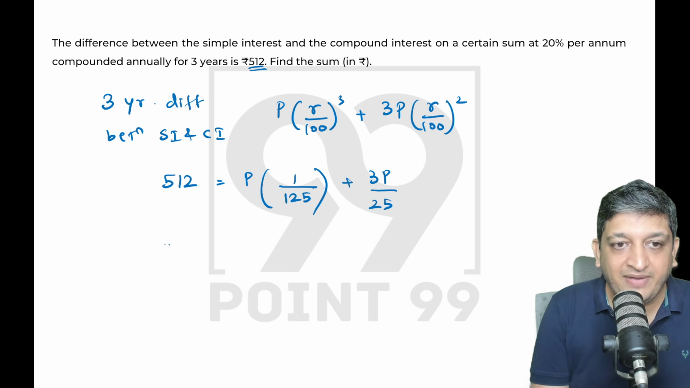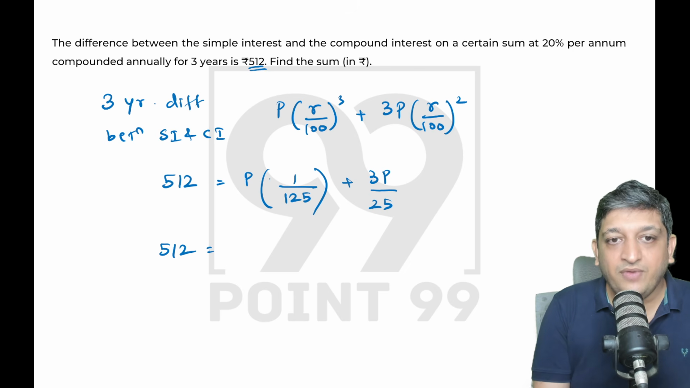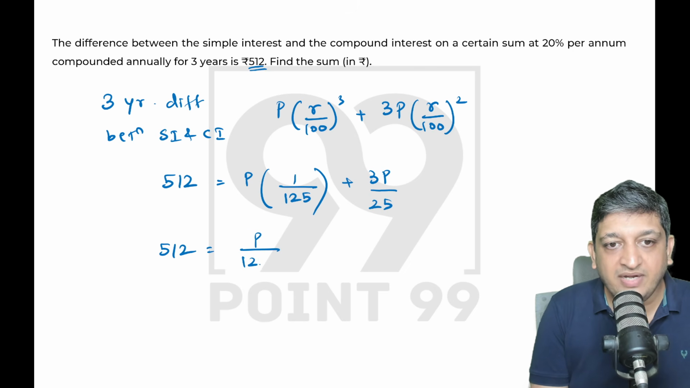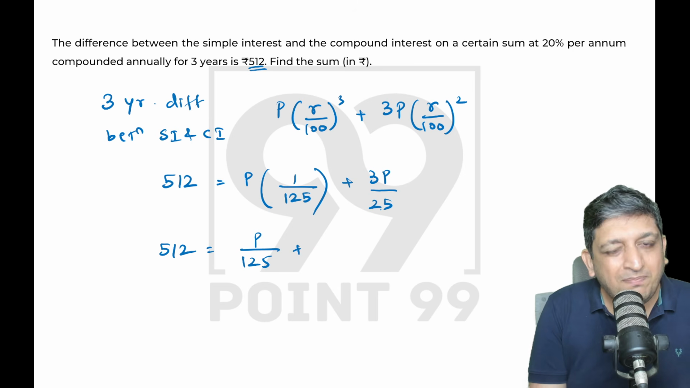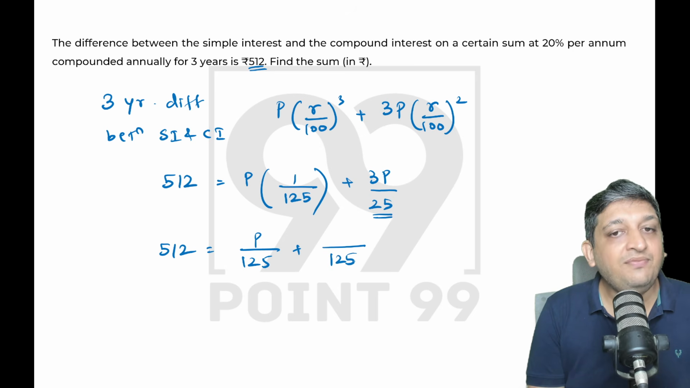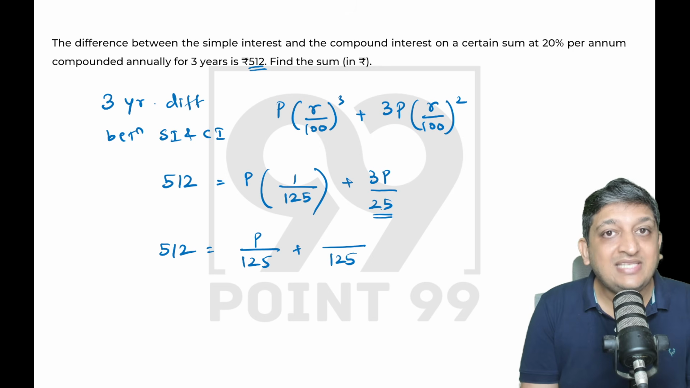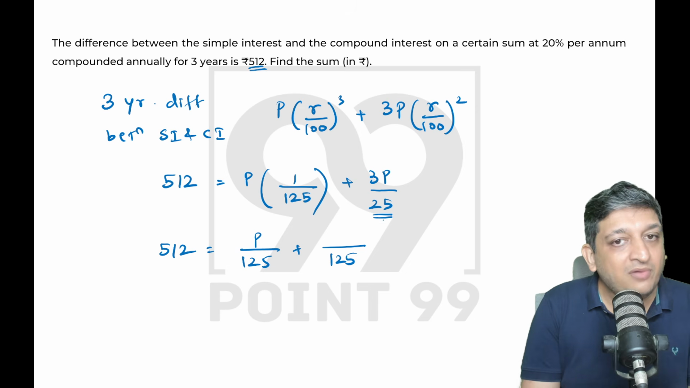Now if I just simplify the terms, what am I going to get? 512 is equal to P upon 125 plus 3P upon 25. Can I convert this to 125? Absolutely yes. 25 into 5 is 125. But I have to maintain the sanctity of this fraction. So 3P upon 25 will be what upon 125?